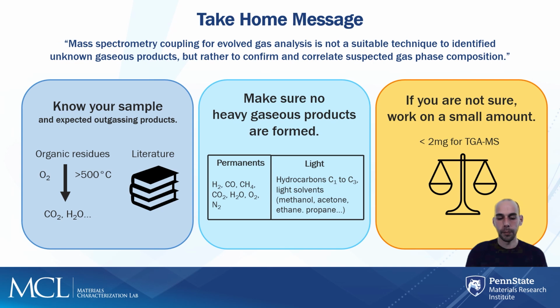To conclude, mass spectrometry coupling for evolved gas analysis is best suited for confirming and correlating suspected gas phase composition rather than identifying unknowns. For that, it is essential to know your sample and expected outgassing products to avoid heavy gaseous products. Literature and prior data are essential to help guide the selection of suitable mass-to-charge ratios and interpretation of the results. Finally, always work with a small amount of sample when uncertain.